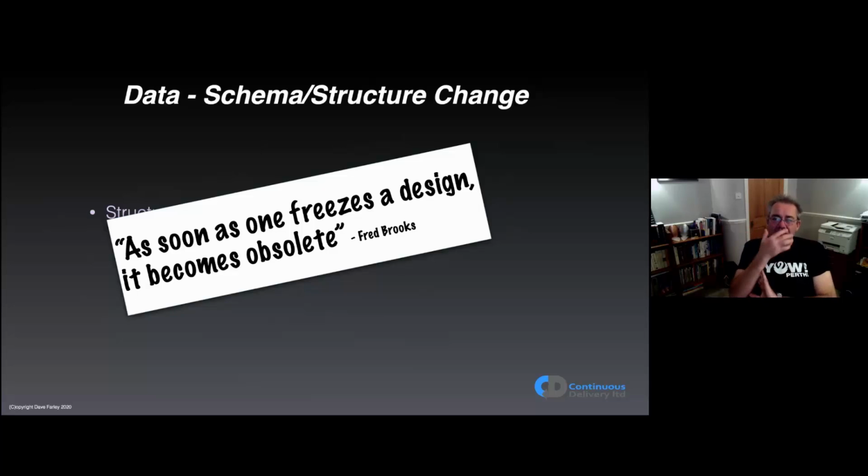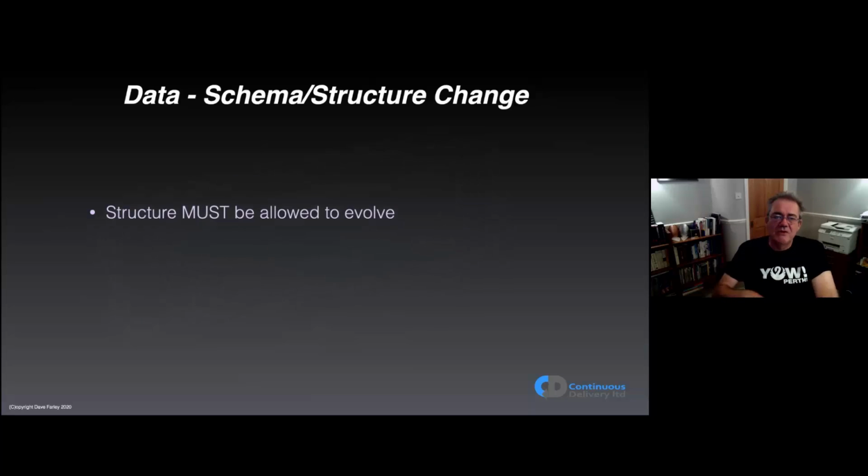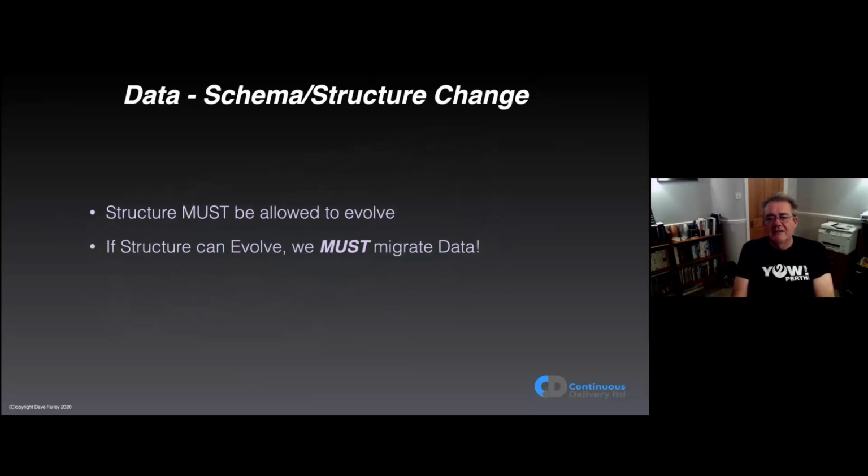One of the things that Fred said is, as soon as one freezes a design, it becomes obsolete. So if we want our designs to be living things, we've got to allow this freedom to discover new ideas and realize that our design isn't optimal. So we've got to allow structure to evolve. And as soon as we assume that, we've got to migrate data, because if the structure evolves, we still need to be able to interpret the records that structure embodies. So we've got to think about migrating data.